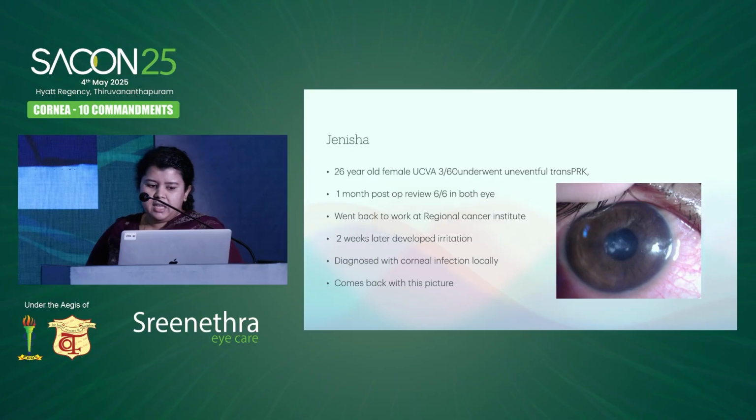So these are a few examples. A 26-year-old female with uncorrected visual acuity of 3/60 underwent uneventful trans-PRK. Post-op vision at 1 month was 6/6. She went back to work at Regional Cancer Institute after 1 month, and 2 weeks later called back telling she has an irritation. We asked her to consult locally, and there she was diagnosed as having corneal ulcer. And she came back with this picture.